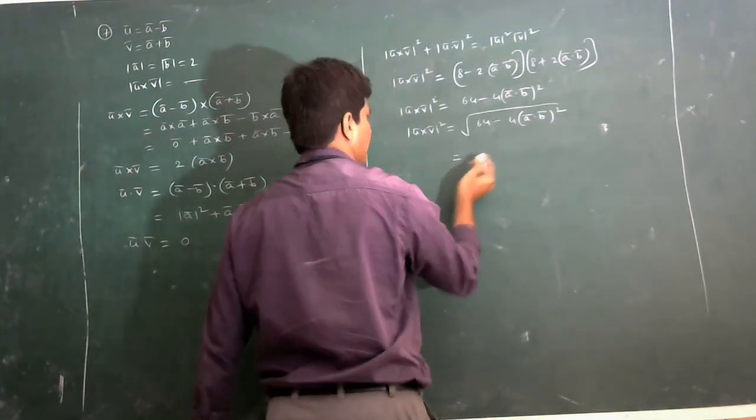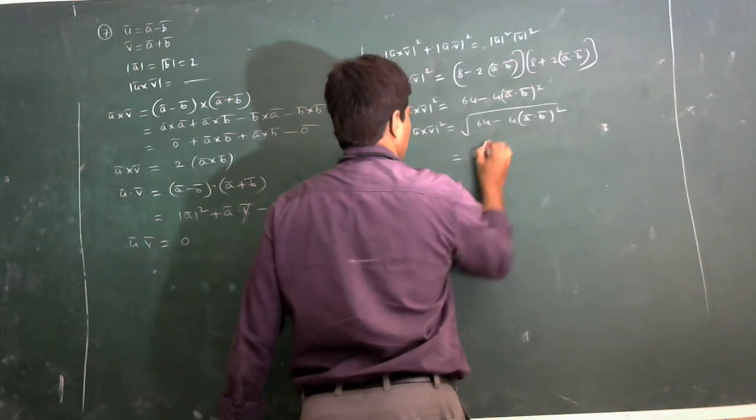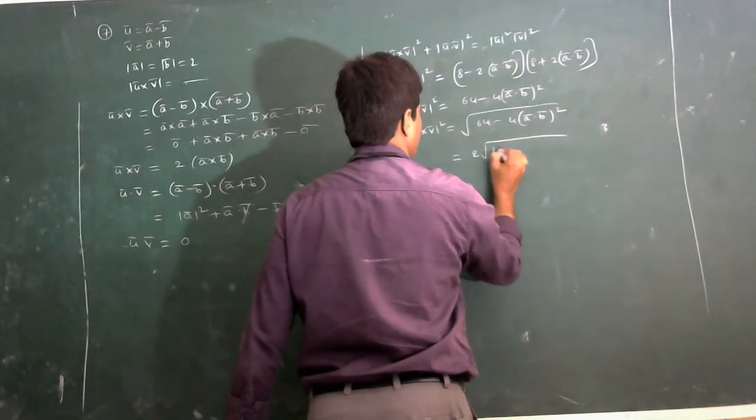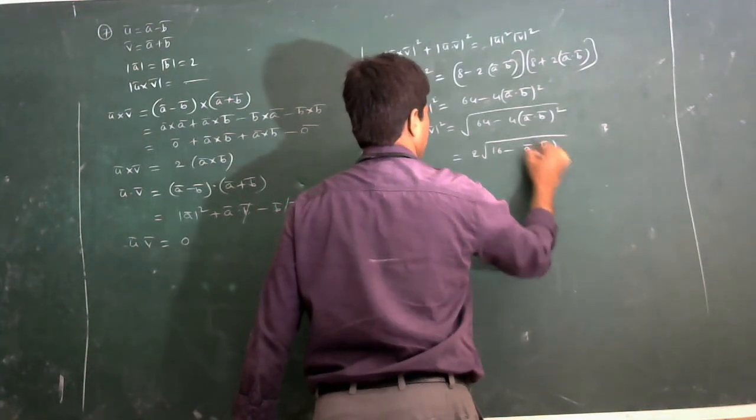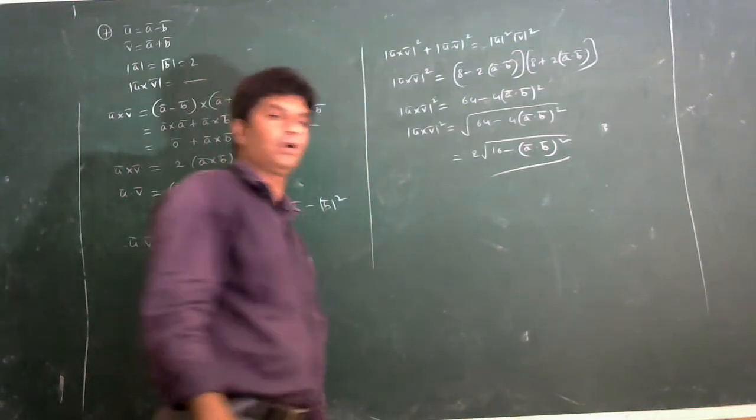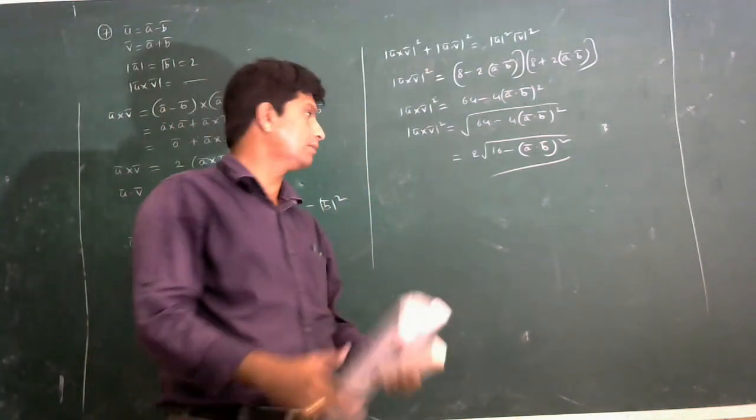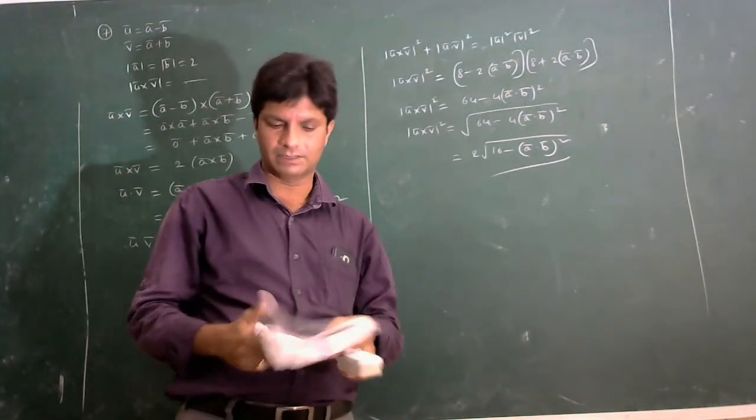What is common here? Take 4 common, you will get 2 into the root of 16 minus (a bar dot b bar) whole square. So this is the value of mod of (u bar cross v bar) in terms of a bar dot b bar. Okay, that's all for today, students.